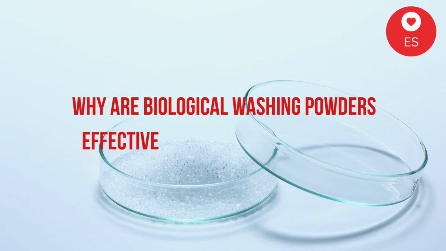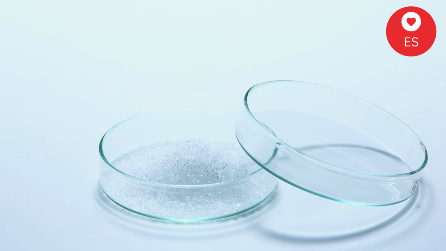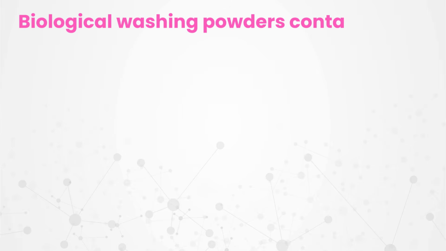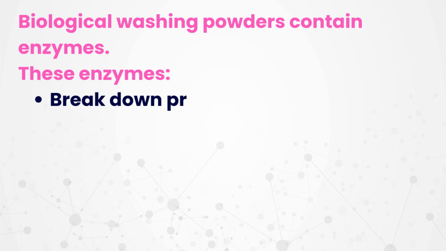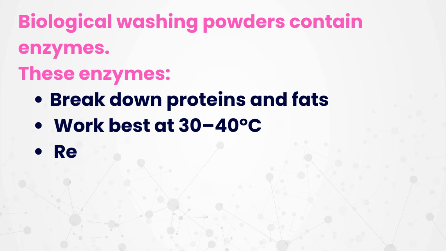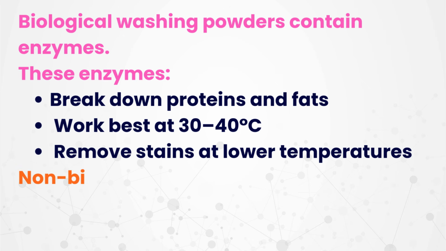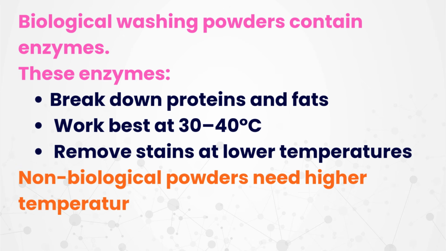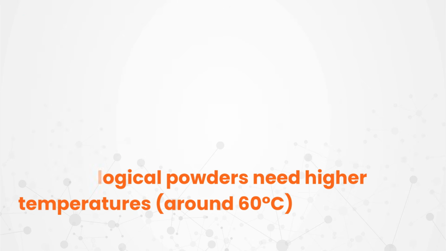Why are biological washing powders effective at lower temperatures? Biological washing powders contain enzymes. These enzymes break down proteins and fats. They work best at 30 to 40 degrees Celsius. They remove stains at lower temperatures.